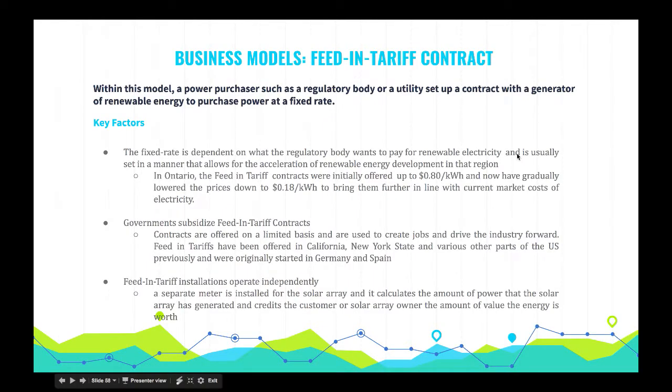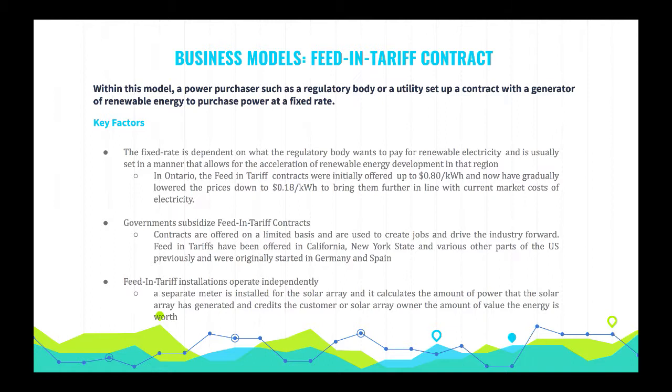The second business model we'd like to discuss is the feed-in tariff contract. Feed-in tariff contracts were launched initially in Germany. They've been launched in Japan, Canada, and some parts of the United States. And what happens within the feed-in tariff model is that a power purchaser, such as a regulatory body or a utility, sets up a contract with a generator of renewable energy to purchase power at a fixed rate.